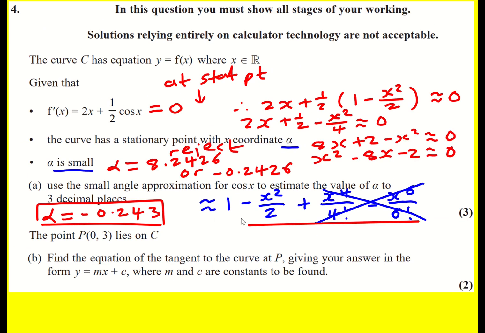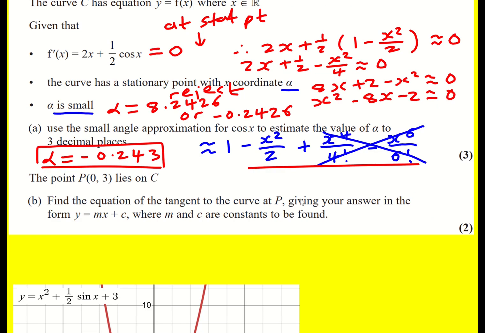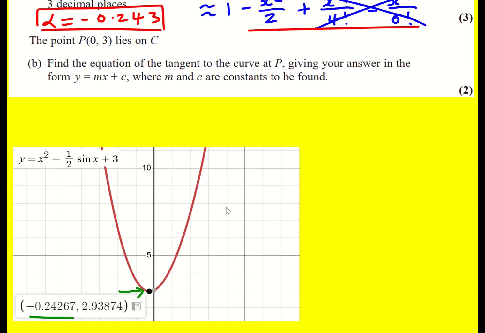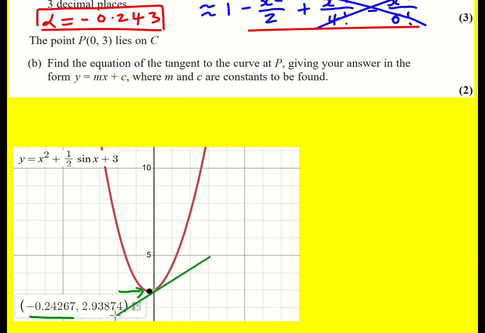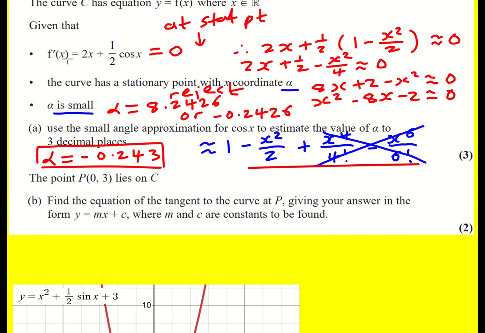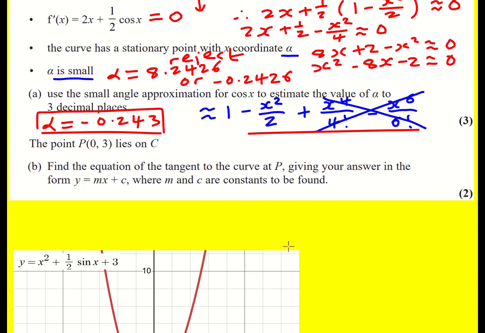In part B, we're asked to find the equation of the tangent to the curve at P, 0, 3. So, okay, mine's actually worked out to be correct, strangely enough. So we're actually trying to find the equation where it just glances off like that. For this, we're going to need to use differentiation. Actually, we already have the derivative, remember. So we've got f dash x. We can just sub in 0.